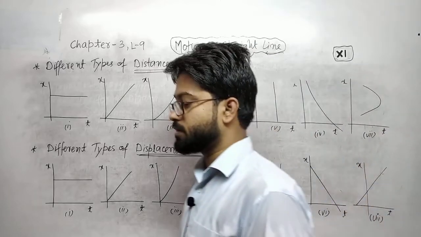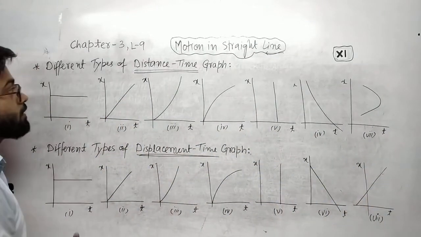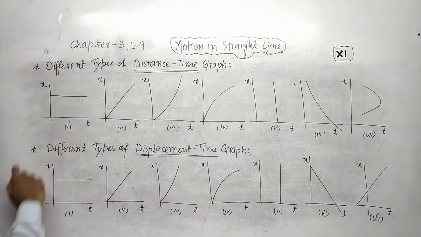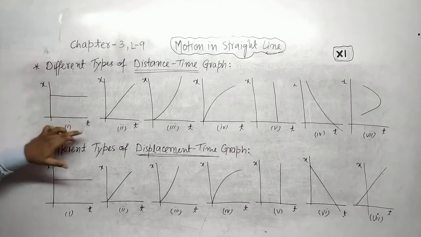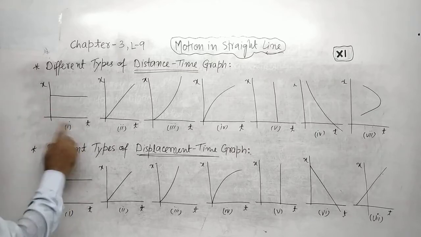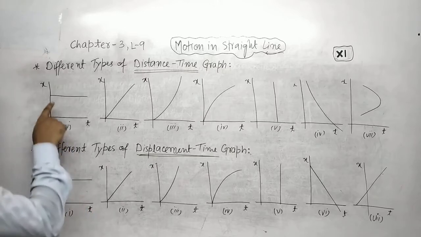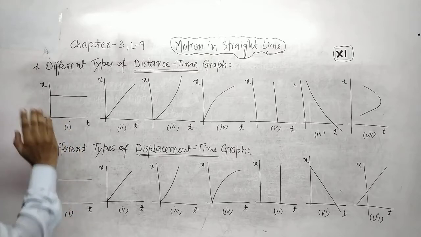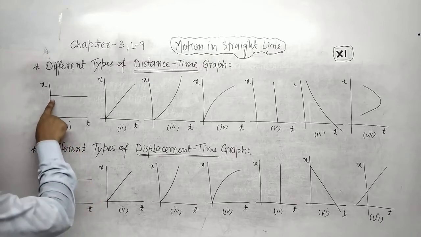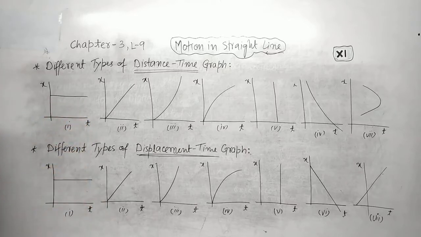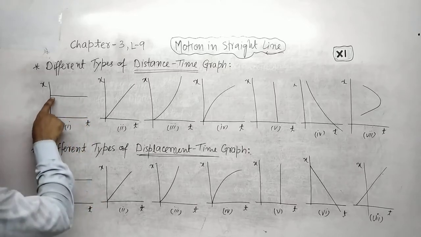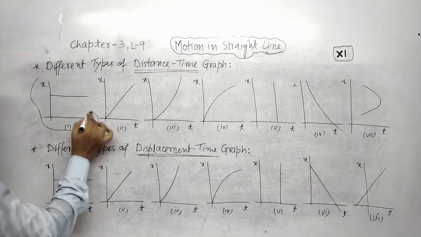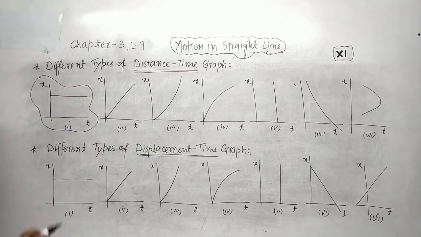Now let us move toward the graphs, that is distance versus time and displacement versus time. First graph, distance versus time. This graph shows that time is changing but the position or distance is not changing. The distance is always constant. That means the object in this graph is stationary, means the object is at rest.